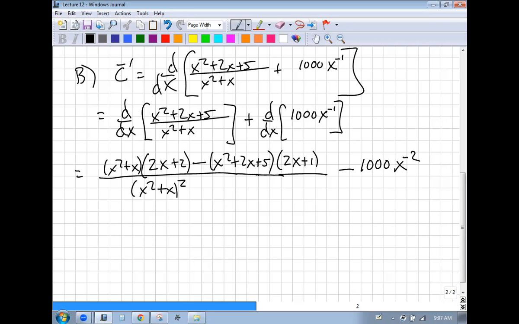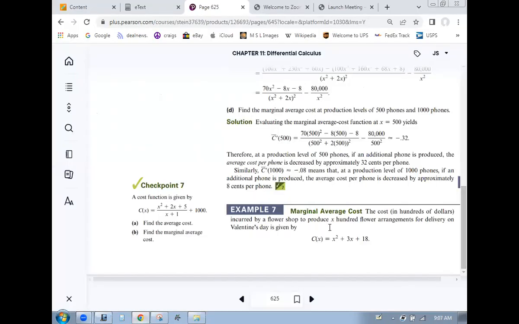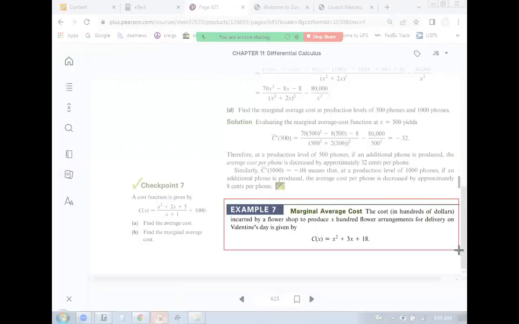Maybe not so well, but you can do it. It's just practice, right? So that's checkpoint. So let's look at this last, the word problem, right? The word problems are where it's at, right?